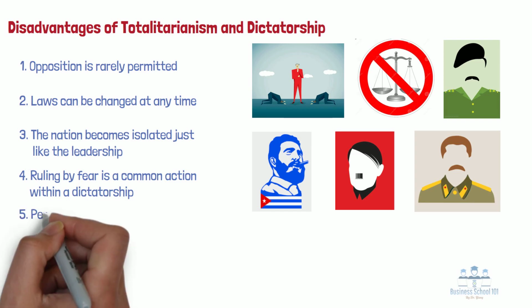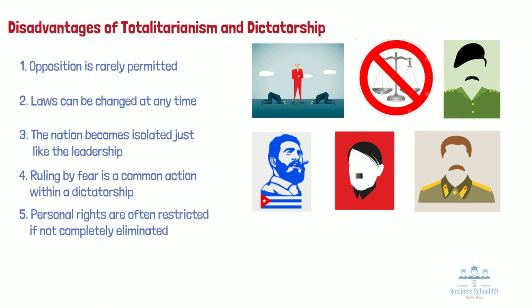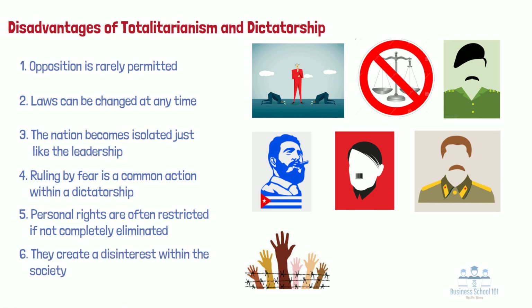Number 5. Personal rights are often restricted, if not completely eliminated. Within a dictatorship or a totalitarian political system, the goal is to create population control. One method of accomplishing this is through the creation of a police state. Another is to restrict or eliminate personal rights of individuals within that society. Common restrictions involve free speech, access to certain religions, or even access to the internet. This suppression may increase a government's control for a short time, but it often creates long-term problems that sometimes end in violence.